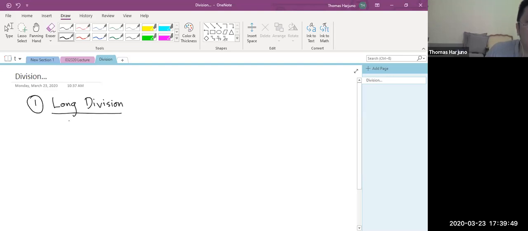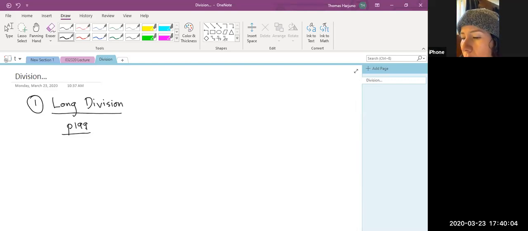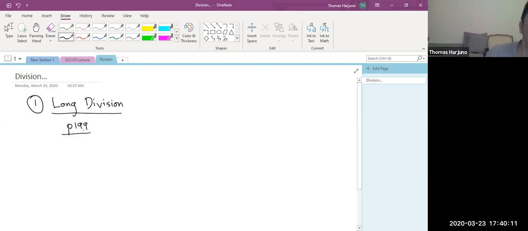Let's say I pick a question from page 199. Anybody wants to pick any question between number 1 to number 8? Let's pick number 4 first. So basically I need to divide 3x cubed minus 5x squared minus 4x minus 8 divided by 2x squared plus x.